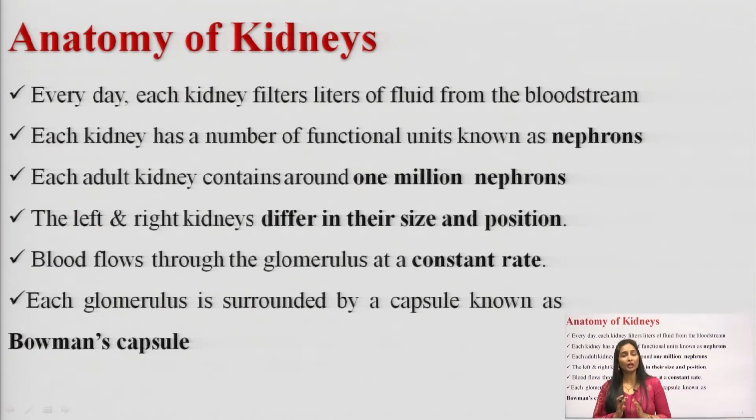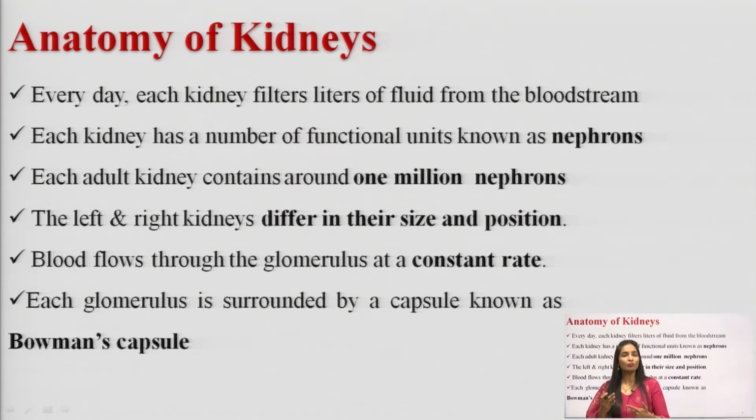So, if I am talking about the nephron, more than 1 million nephrons are present in each kidney, and the kidney size differs from right to left according to their position. And if I am talking about the flow of blood, the glomerular filtration rate, the blood flows at a constant rate. How the blood flows through the glomerulus.